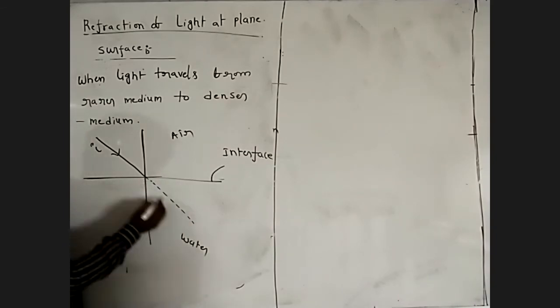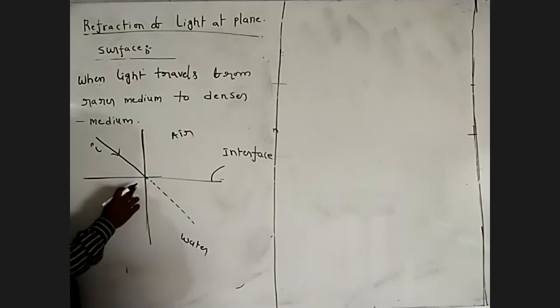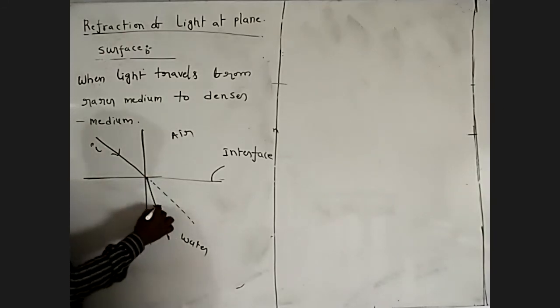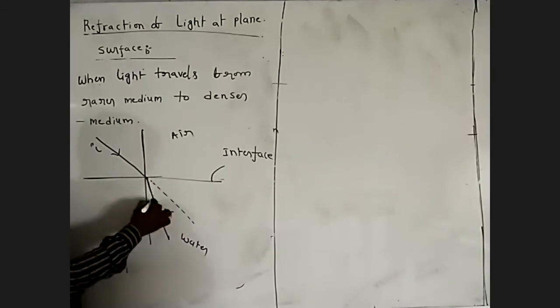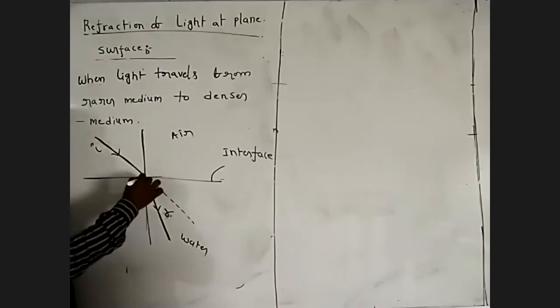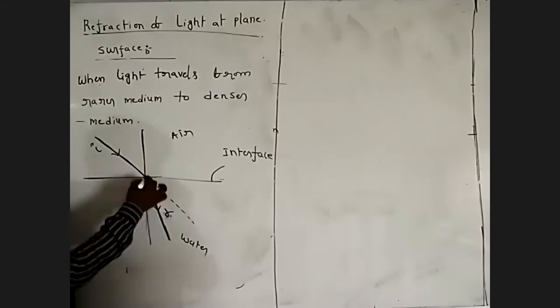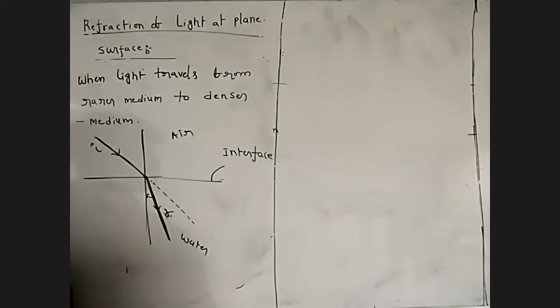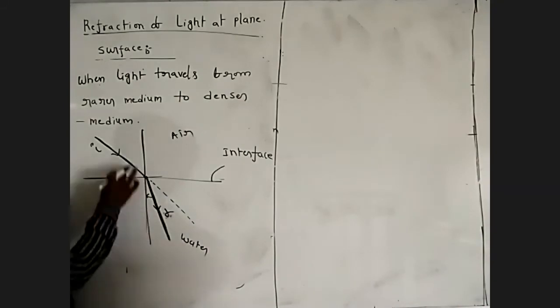The light ray enters into another medium. It deviates. This is the refracted ray, which moves towards the normal. The bending of light, that deviates from its original path on entering into another medium, we call the refracted ray. Refracted ray means the light ray which deviates or bends from its path on entering into another medium.